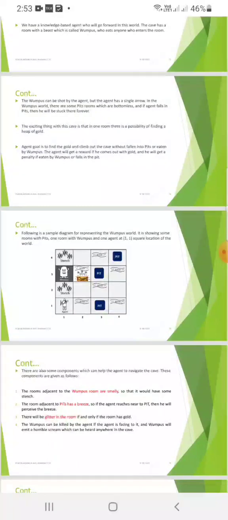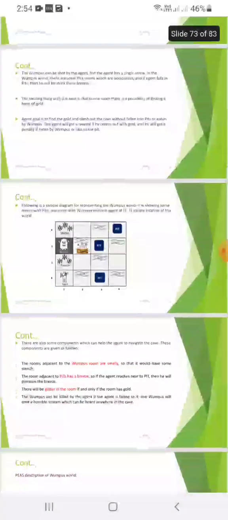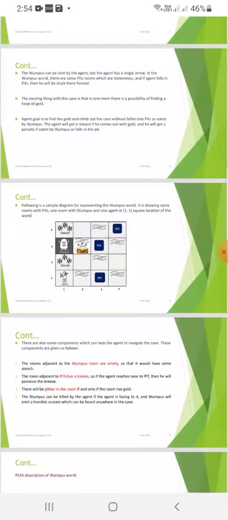The condition here is, the agent needs to find the gold and climb out of the cave without falling into pits or being eaten by the wumpus. That is the condition given. The agent will be rewarded if he comes out with gold, and he will get a penalty if eaten by the wumpus or if he falls in the pit. So without being eaten by the wumpus or falling in a pit, he has to collect the gold and come out of the cave. This is the representation of the diagram.